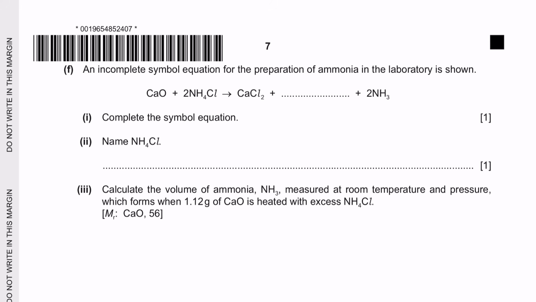An incomplete symbol equation for the preparation of ammonia in the laboratory is shown. Complete the symbol equation. So we've got calcium in the reactant and the product. We've got nitrogen being used up, chlorine being used up, and we are left with hydrogen and oxygen. So that means the product here would be H2O. Next question part 2, name NH4Cl. The name of this would be ammonium chloride.